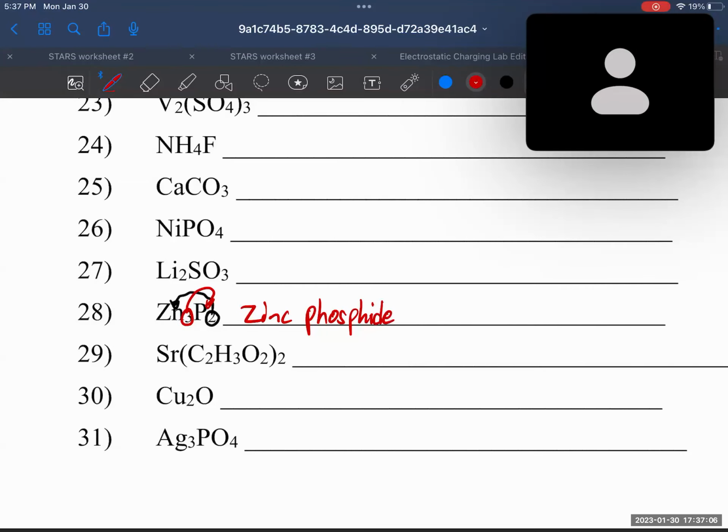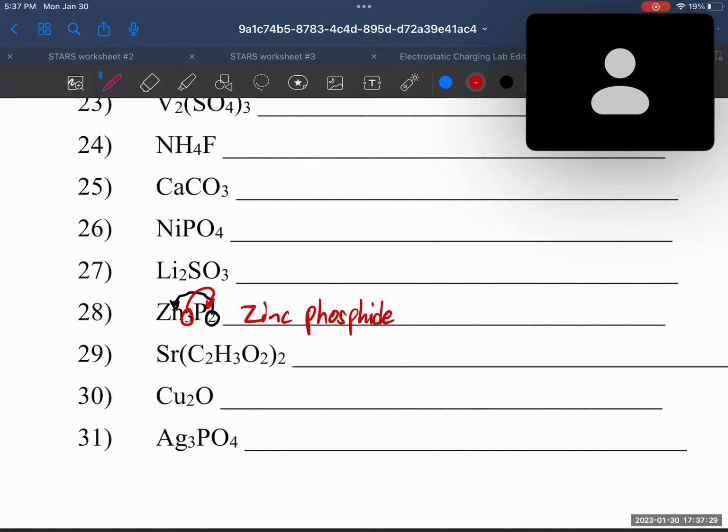Why didn't I include a Roman numeral right here for zinc? Any idea? Is it because you're wrong? It's not because I'm wrong.